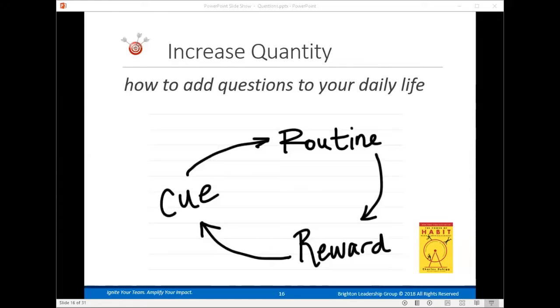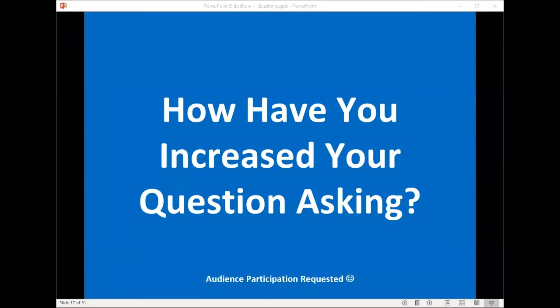So the question to all of you is, how can you change the cues in your life in order to increase the quantity of questions? How do you remind yourself of the importance of questions? If you've found a technique or a way, like Bob suggested, beginning with measuring your question to statement ratio, or other tips or tricks to increase your question to statement ratio, I'd like to hear them.